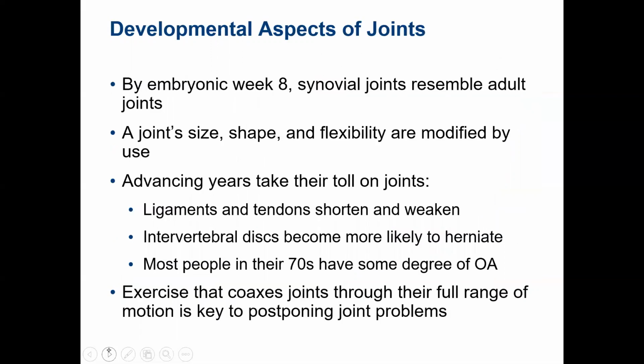The joints, like the skeleton, are pretty recognizable by 8 weeks in. Now, how the joint looks as an adult depends on what you do. Its size, shape, how flexible joints are is modified by the use of it. While wear and tear does take its toll on the joints, not doing anything is just as bad.